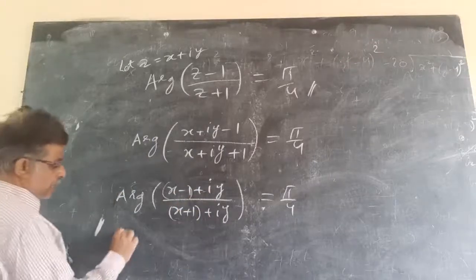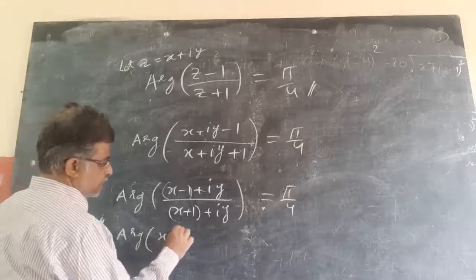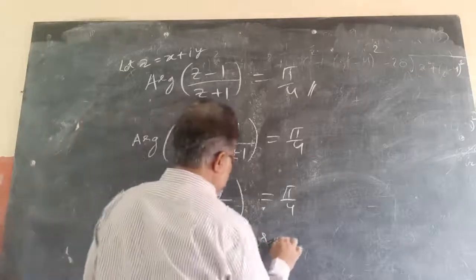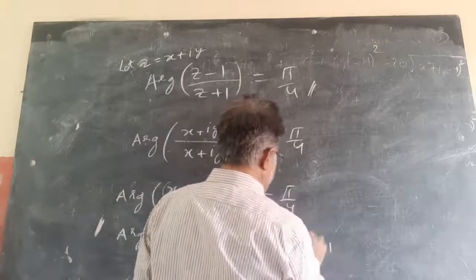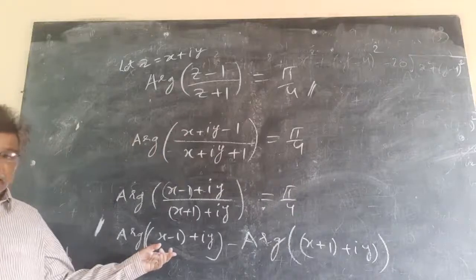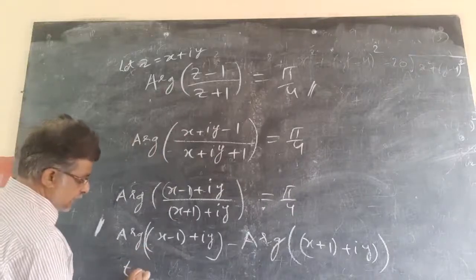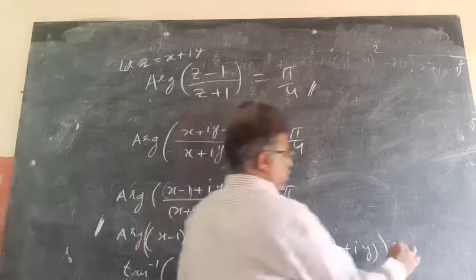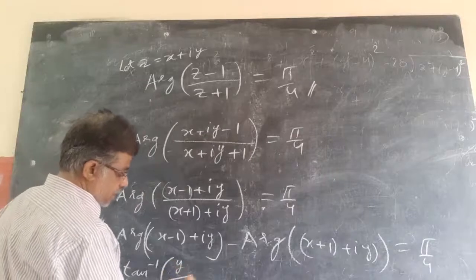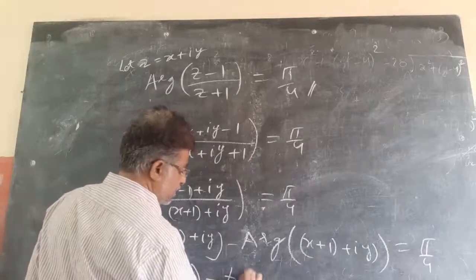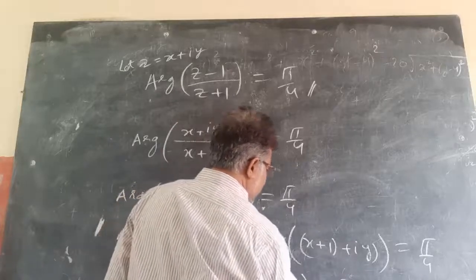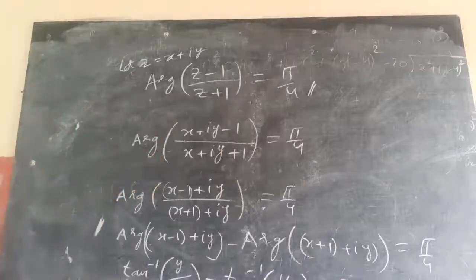That is argument of (x minus 1 plus iy) minus argument of (x plus 1 plus iy). Now arg z means tan inverse of y by x. So this is tan inverse of y by (x minus 1) minus tan inverse of y by (x plus 1) equal to pi by 4, that is 45 degrees.